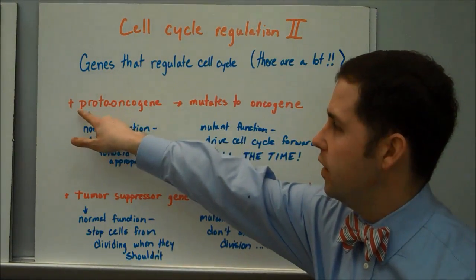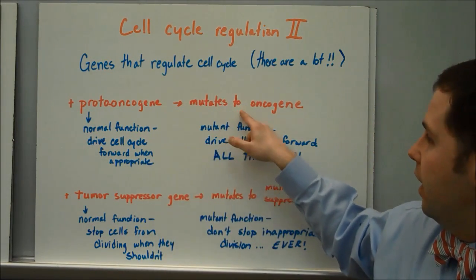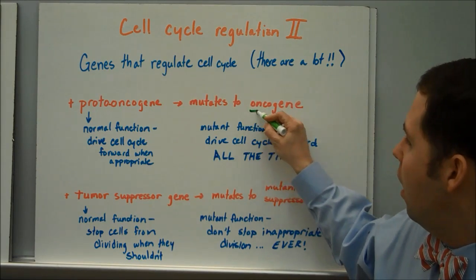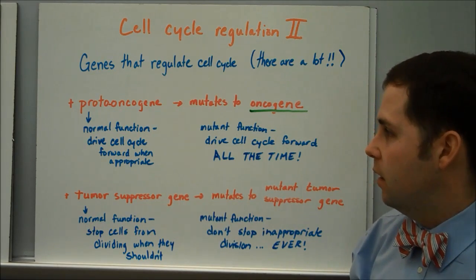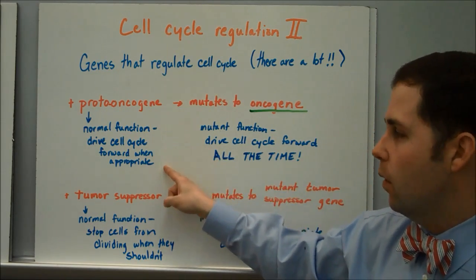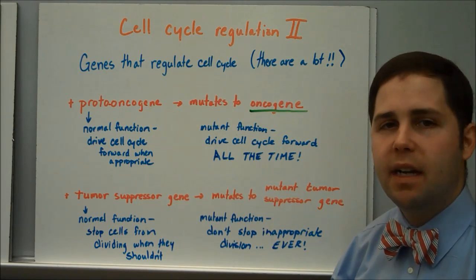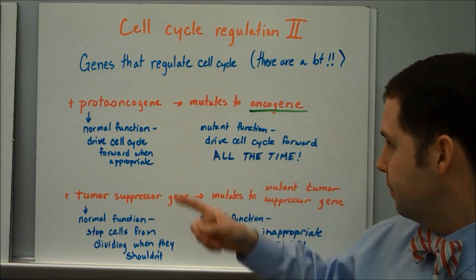One of those is known as a proto-oncogene, which mutates into what scientists call an oncogene, and you've probably heard the term oncogene before. So the normal function of a proto-oncogene is to drive the cell cycle forward when it's appropriate. So the proto-oncogene is a type of protein, a type of enzyme that says, all right, checkpoints met, let's do X, Y, and Z and start dividing.